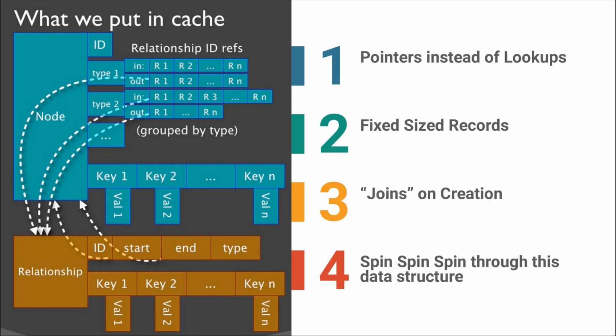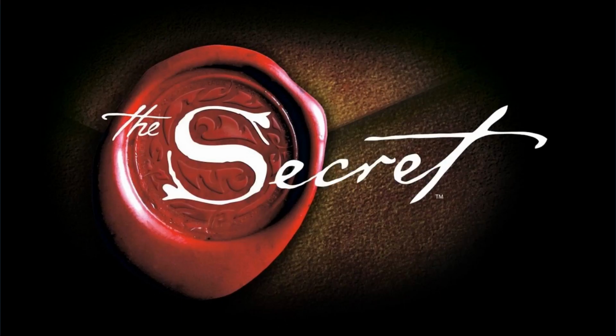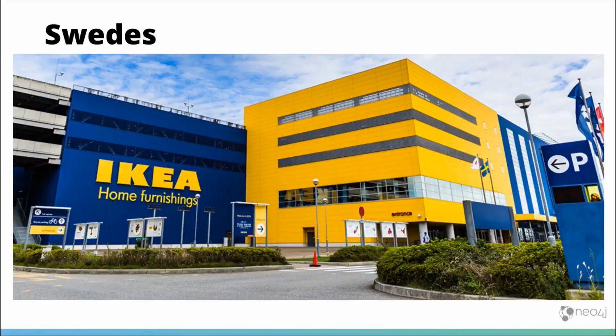By spinning through this data structure in memory, we can do about 2 to 4 million traversals per second per core. That's going from a node to a relationship back to another node. Hopefully you got the gist of that. So the secret to Neo4j is suites. No, not really. It's not the suites that built this thing.